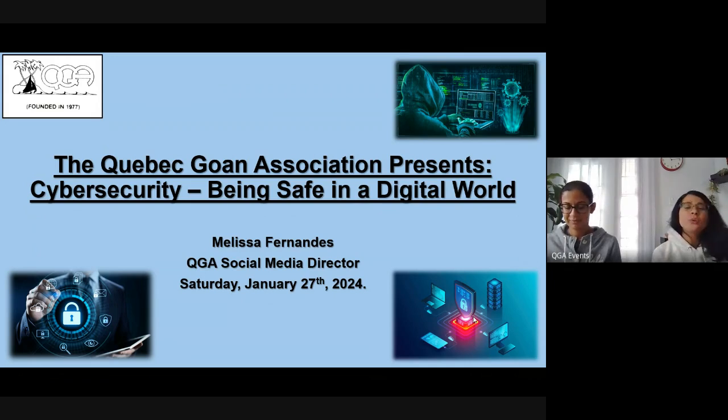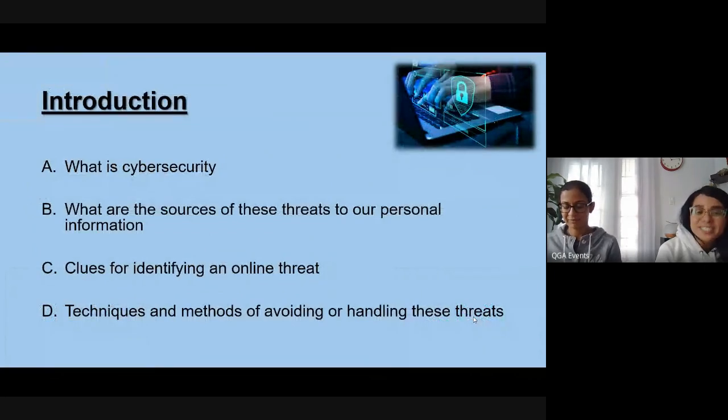So what exactly are we going to be looking at over the next 45 minutes? Essentially, we are going to define what cybersecurity is, followed by looking at the sources of online threats to our personal information. Once we have established what the sources are, we will look at clues that can help us better identify these digital threats. And finally, we will list some techniques and methods that can help us avoid cyber attacks or handle them if we are unfortunately victims to a cyber criminal. So pay close attention because we'll have some interesting scenarios to test your knowledge at the end of the presentation.